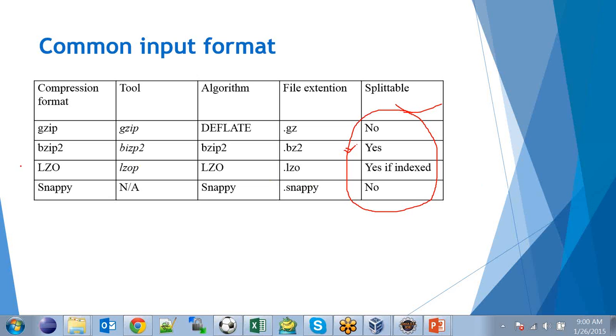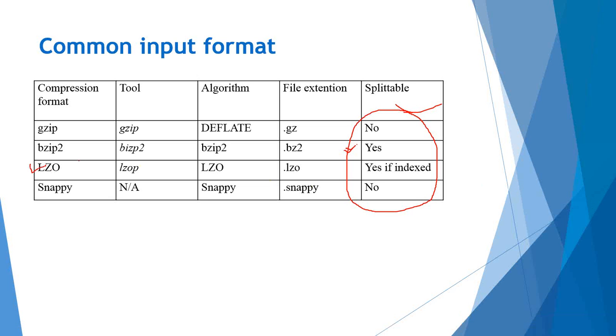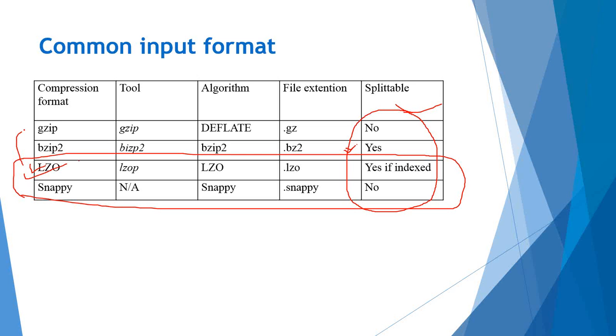Similarly, LZO is splittable if it is indexed, and Snappy is not splittable. So you also have to think of which compression you are using in which phase, and if the file is not splittable, what benefits and disadvantages you get. Bzip maintains some header records and things like that, and that's the reason the files are splittable in bzip as compared to gzip.